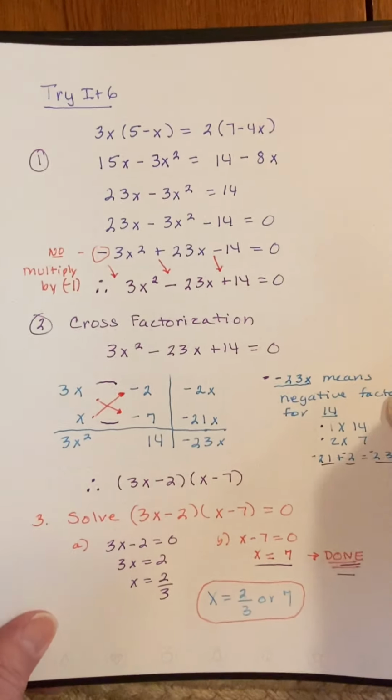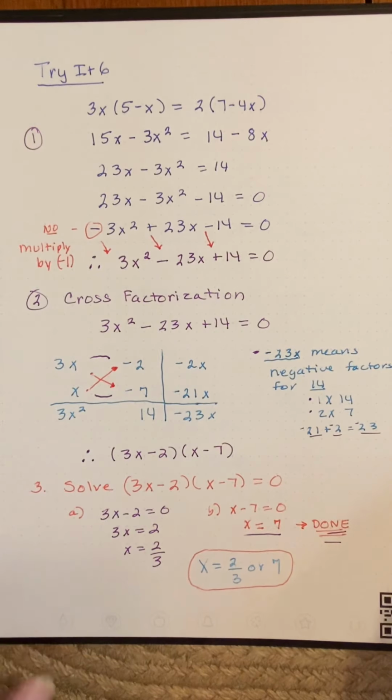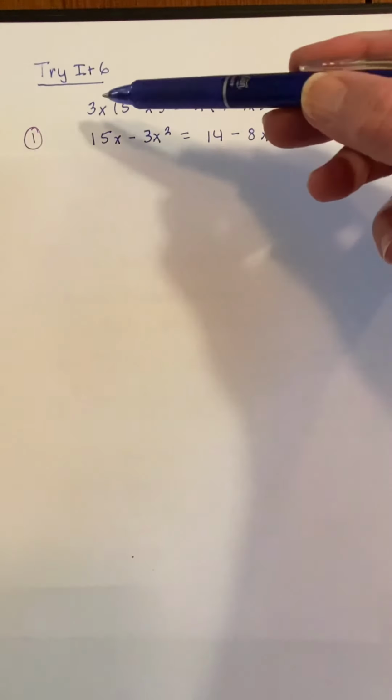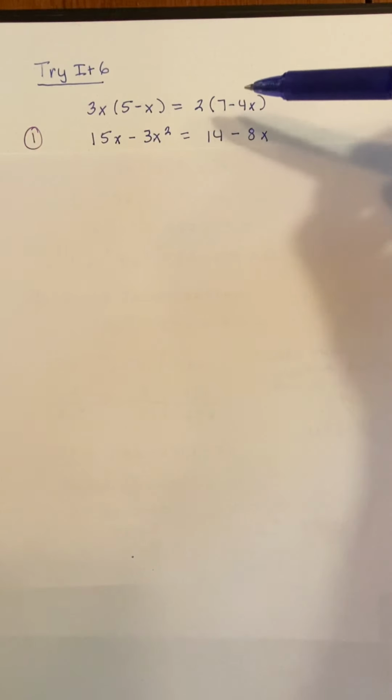Okay, continuing. Try it number 6. Again, remember, get all these steps down. Pause, rewind. Think it through. Ask questions if you do not get it. Okay, here we go. This is a little more complicated. We are supposed to solve 3x times 5 minus x equals 2 times 7 minus 4x.